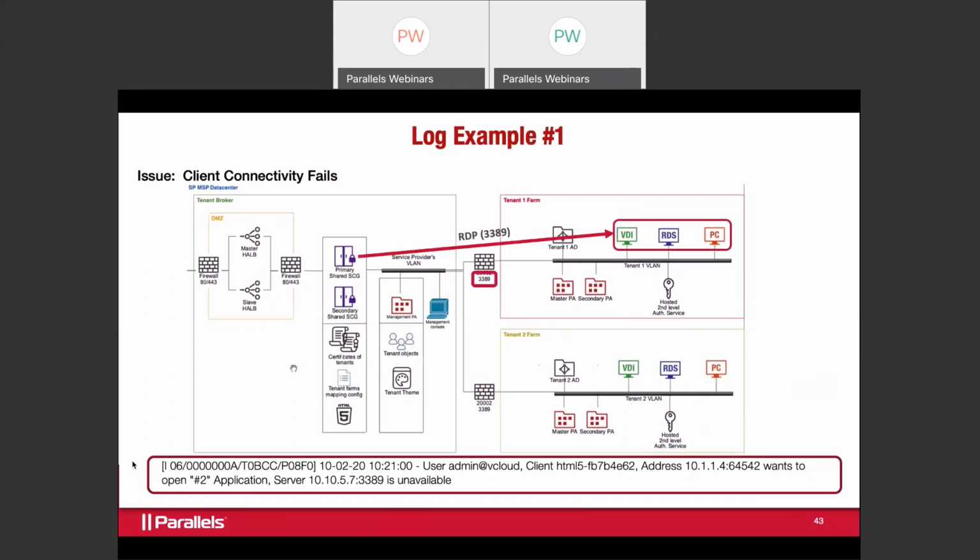By the way, just in case you're wondering, the public-facing firewalls should be in front of the tenant broker gateways, not here. So this is just an internal firewall. So you'd need to have 3389 open. He forgot to open it. You could have used a different port too.